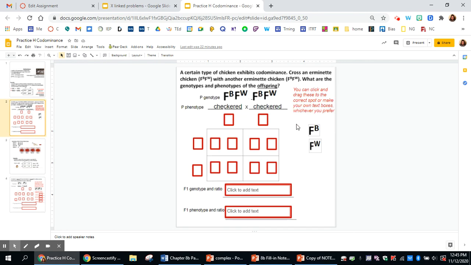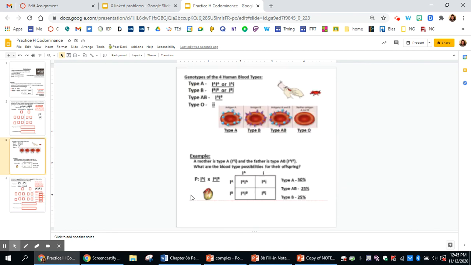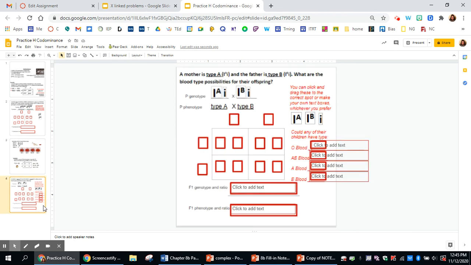So if we look at your assignment, I gave you the example that we went over with the chicken. Again, same thing as before. You can either make your text box or you can click and drag the little pieces that I already have for you. And you also have one blood typing problem where, again, you're given a blood type for the mom and dad, and you will need to figure out what possibilities there are for the offspring.